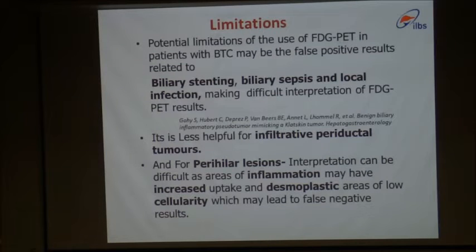A potential limitation of the use of FDG in patients with biliary tract carcinoma may be false positive results related to biliary stenting, biliary sepsis, and local infection, making interpretation of FDG-PET results difficult. It is less helpful in infiltrating periductal tumors, and for perihilar lesions the interpretation can be difficult, as areas of inflammation may show increased uptake and desmoplastic areas of low cellularity may lead to false negative results.